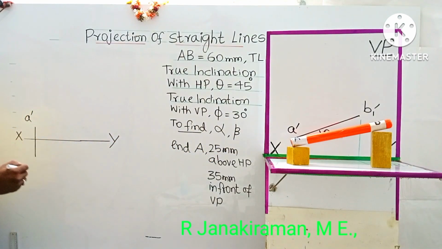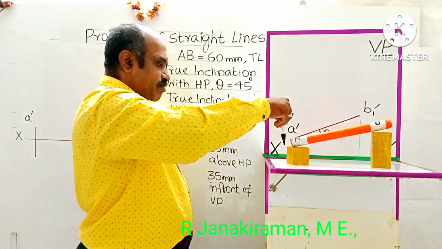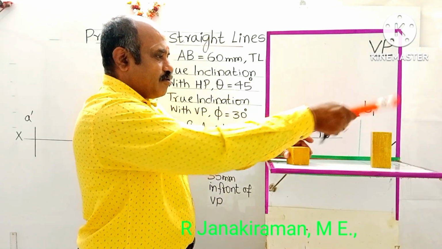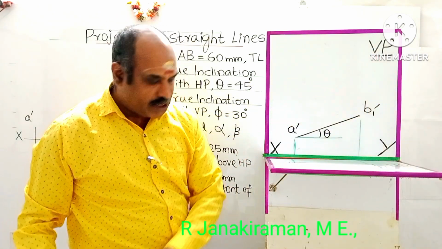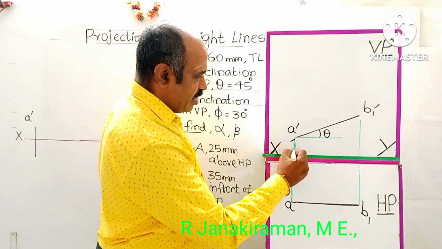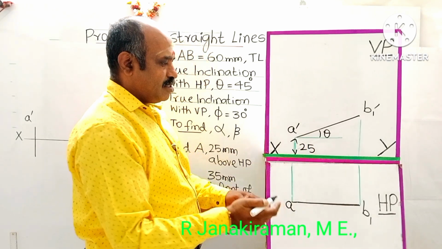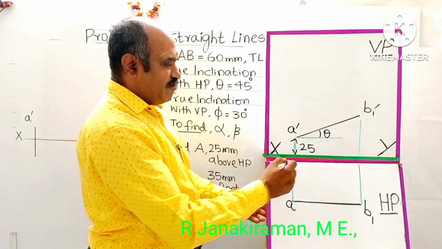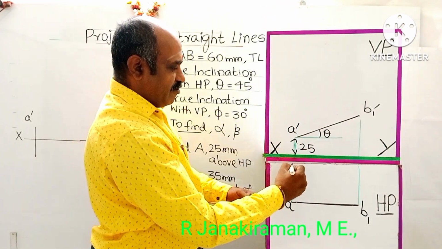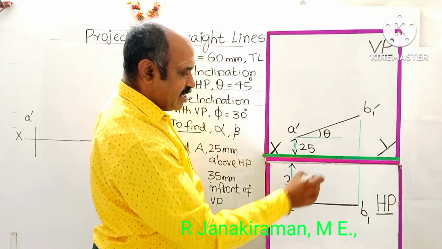Okay, 25 mm above HP, and this is 35 mm in front of VP. This distance in front of VP is where point A is located. So I'll mark the distance in the quadrant setup. This height is 25 mm, where point A is located above the XY line, above the HP. And the in front distance is seen in the top view. This gap is 35 mm. 35 mm is seen in the top view.